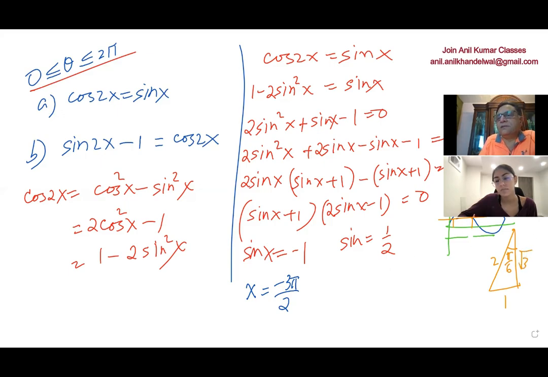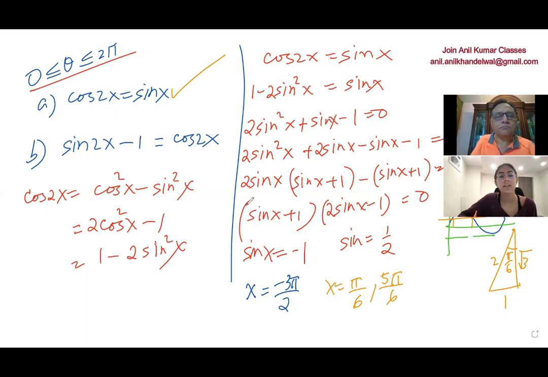So pi by 6 and which one less than pi minus pi by 6, right? Yeah. So that gives you two answers, x equals pi by 6 and 5 pi by 6. You see that? So that is how you can do part 1. Within this interval of 0 to 2 pi, we have these solutions, okay?